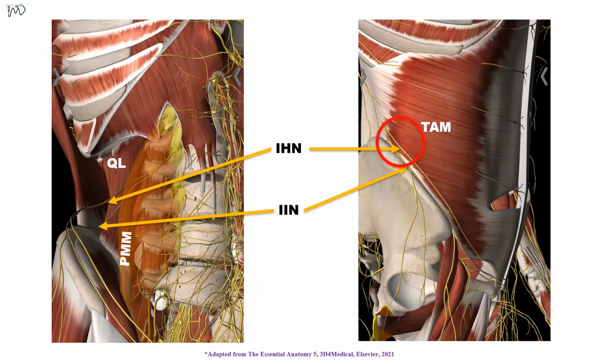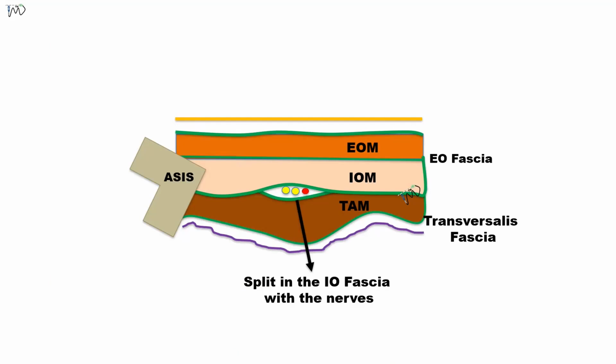We can block these two nerves here above the iliac crest and near the anterior superior iliac spine. The nerves lie in a fascial split between internal oblique and the transversus abdominis muscles, along with the ascending branch of deep circumflex iliac artery. Here we can deposit the drug.